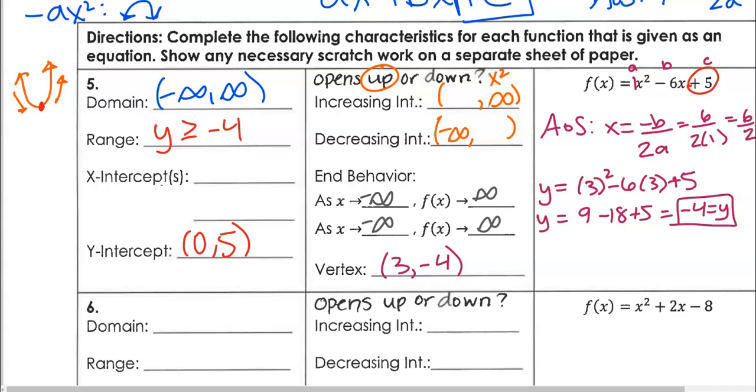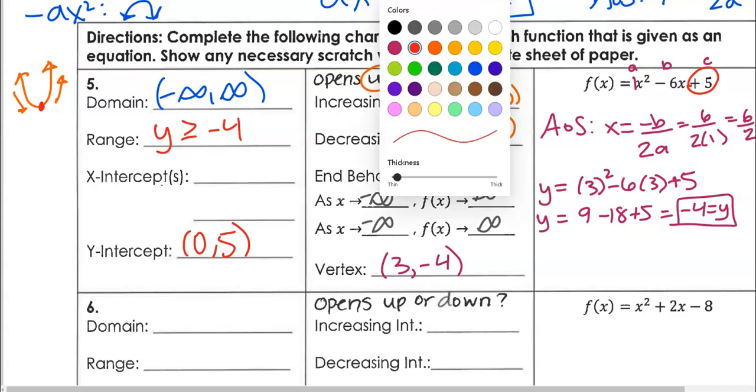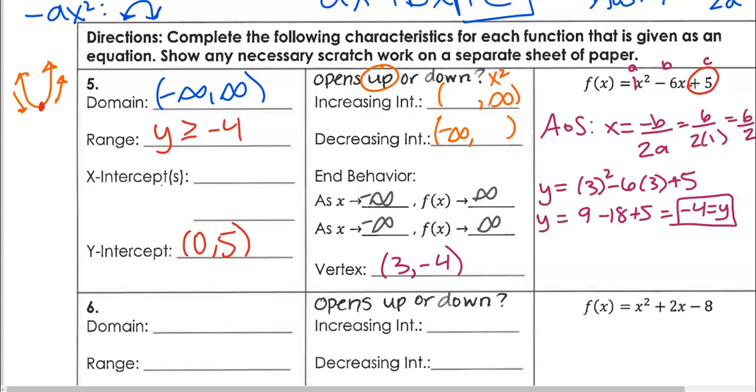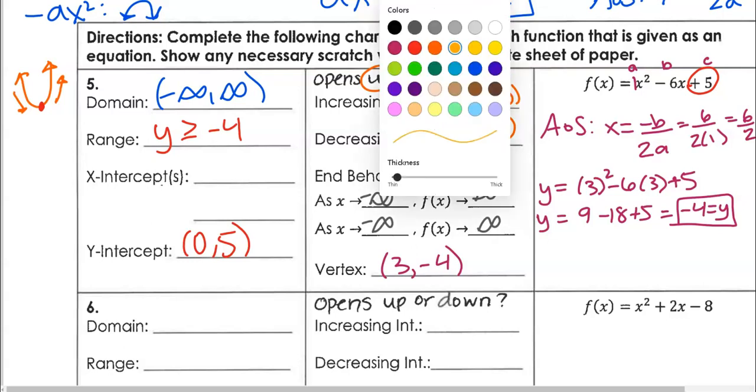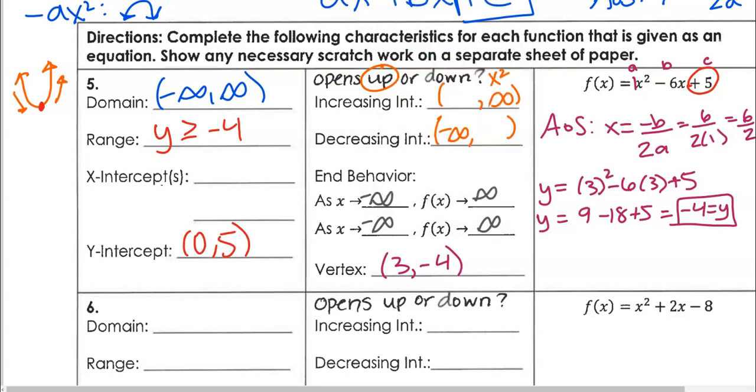Not sure about x-intercepts yet. Let's go to increase and decrease. Where did that increase and decrease change? I'm walking across. We're going to worry about my x value, which was at 3. So as I started at negative infinity and I walked across, I was falling down until I hit an x value of 3, and then I kept walking over, and now I'm going up.